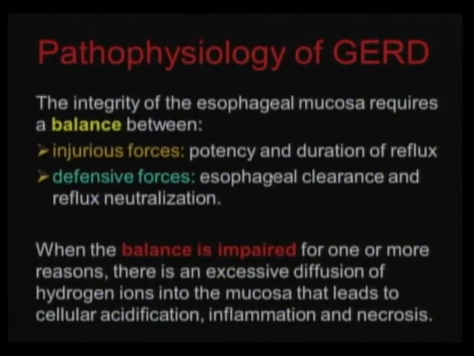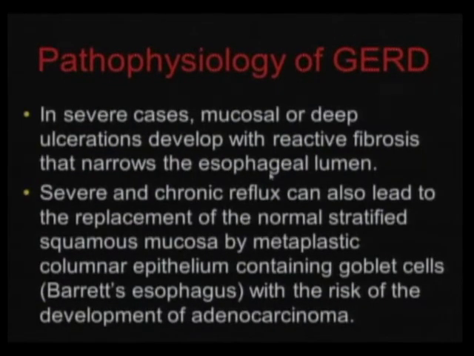is lost, so the injurious forces predominate over the defensive forces. When the balance is impaired, there is an excessive diffusion of hydrogen ions into the mucosa that leads to cellular acidification, inflammation, and necrosis. So we now have reflux esophagitis.